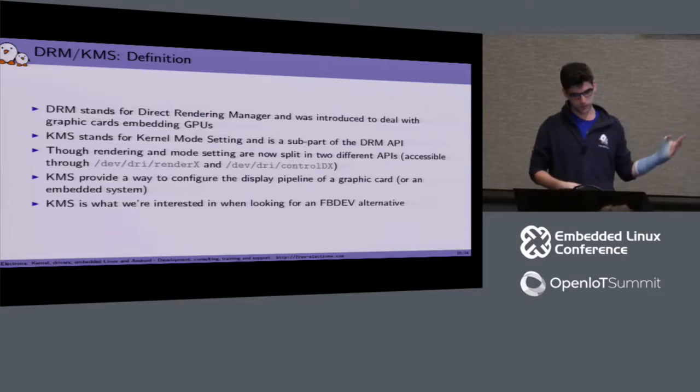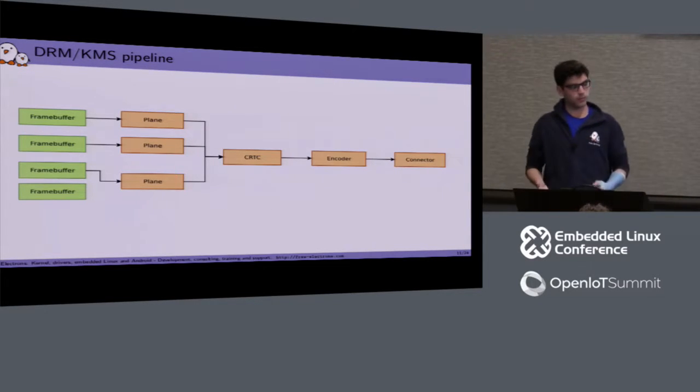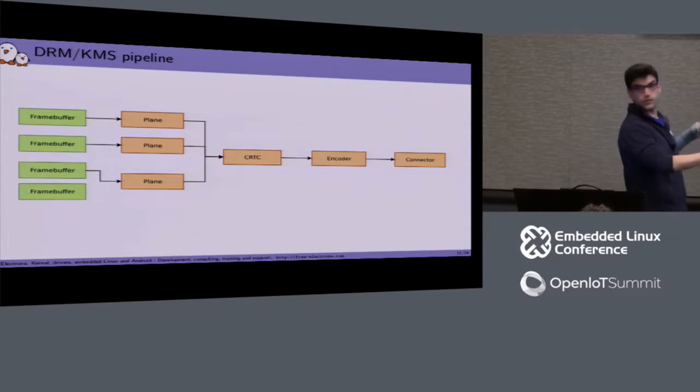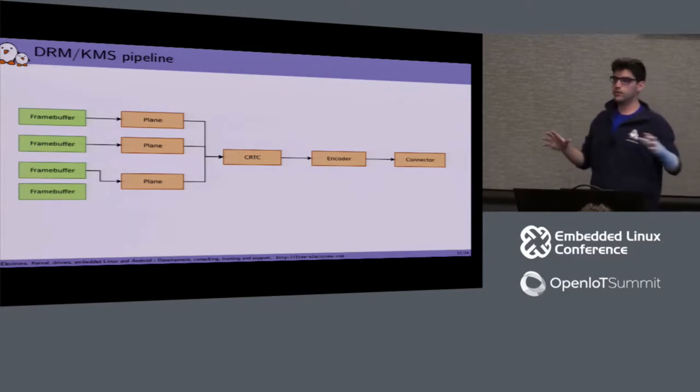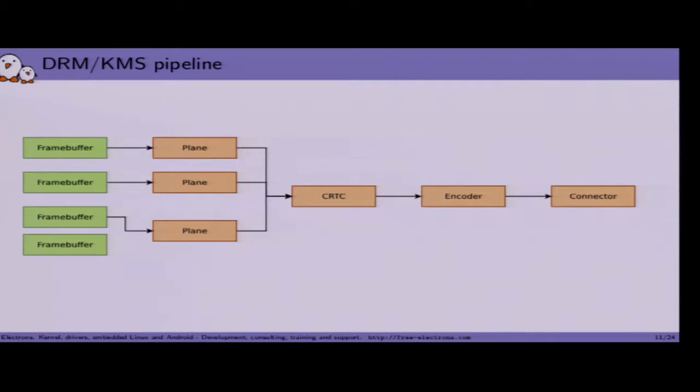Yeah, and so this is what we are going to talk about. The pipeline in KMS looks like this. You have several components chained together in your system. The first component that you might see and actually control and use from user space is a frame buffer. The frame buffer is basically just a memory buffer in which you will throw whatever you want to output on your system.